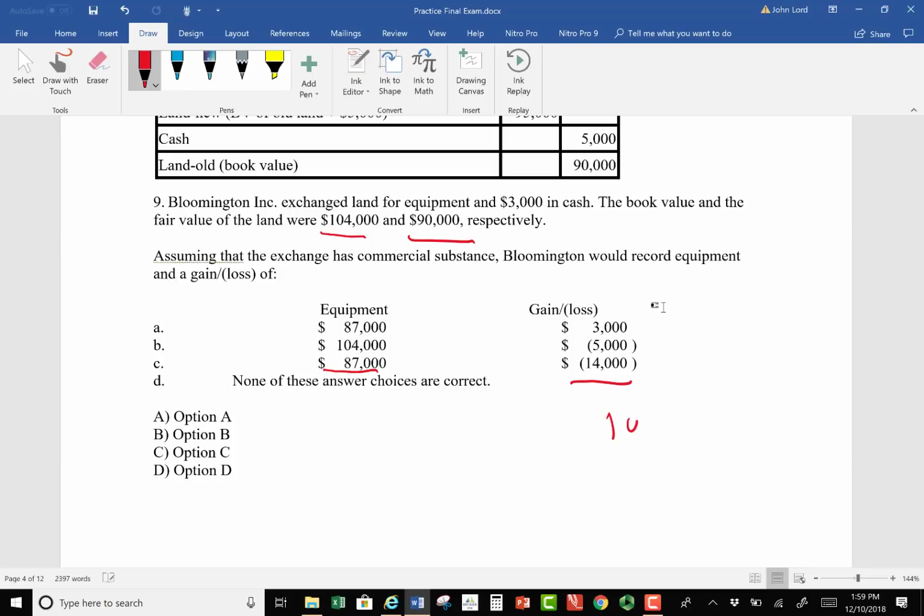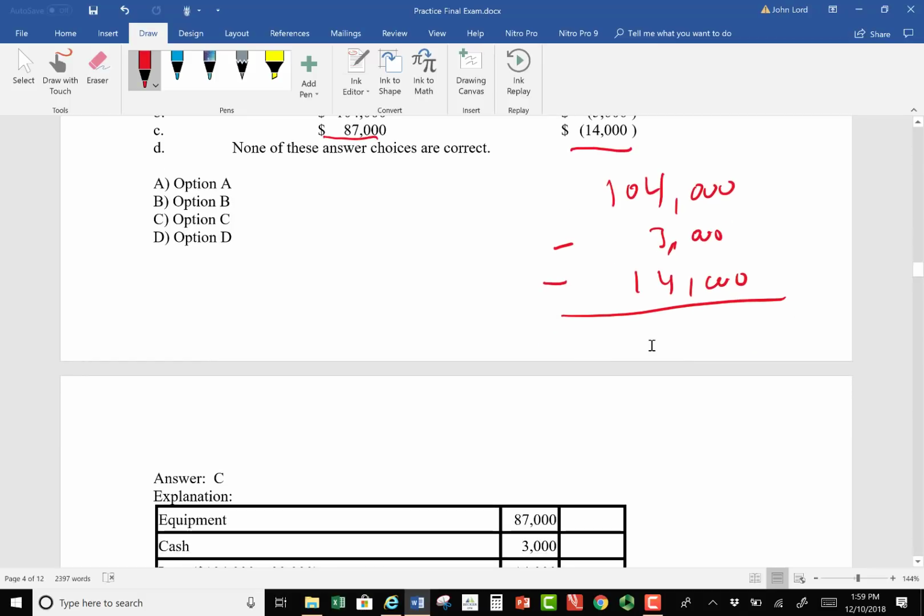Book value is 104, but I did get some cash out of that. So we're going to go ahead and subtract that cash. To a certain extent, I sold a piece of that equipment, right? Okay, so I go ahead and subtract that cash, and then I subtract the loss here of 14,000, and when I do, I should get this 87,000, right?